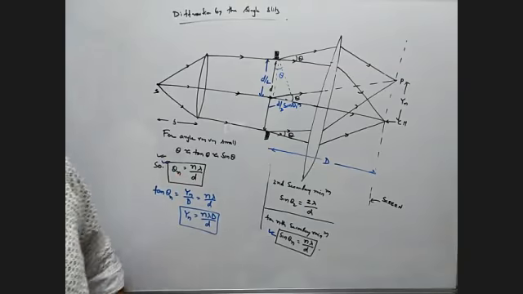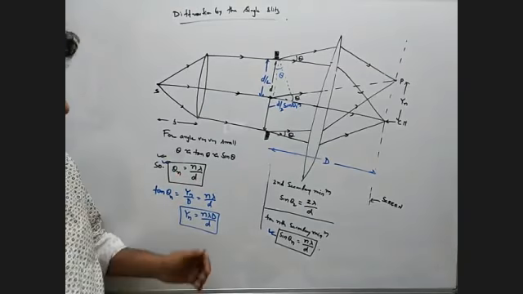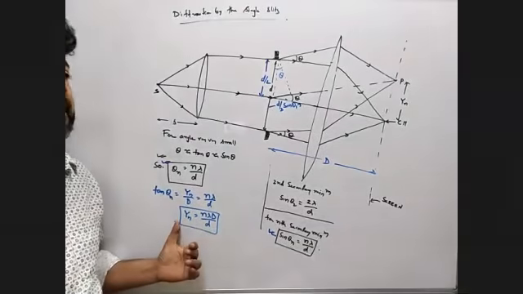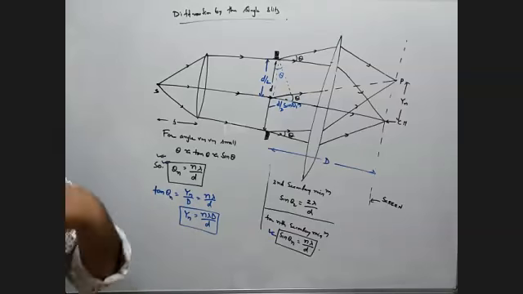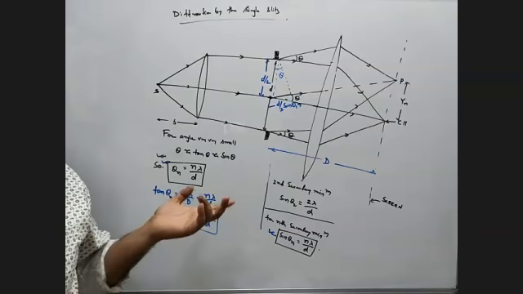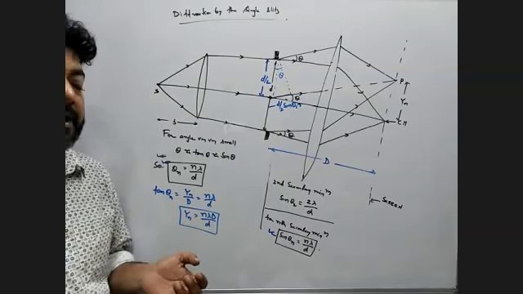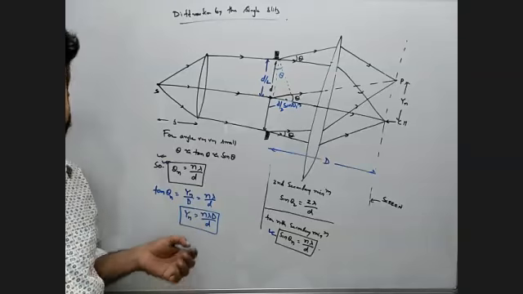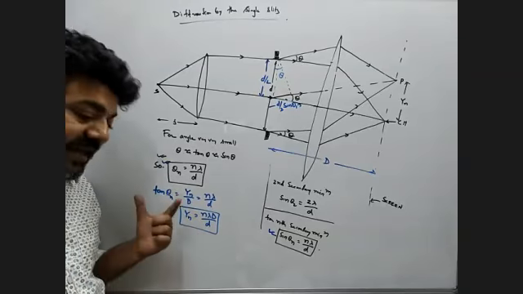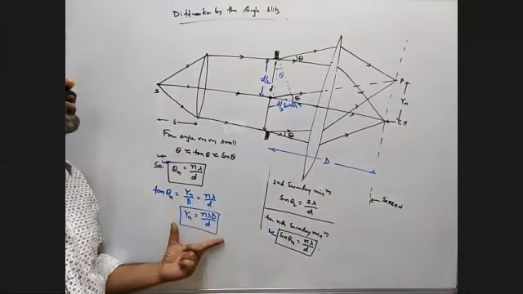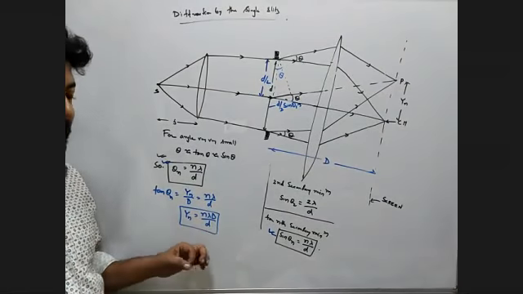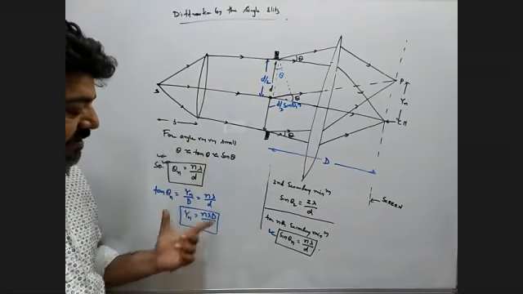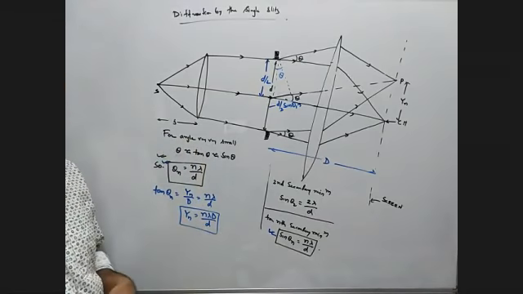And sometimes, in a very rare case, they ask you the position of the secondary minimum. It's a very rare question for diffraction. For Young's experiment, it's a very genuine question, but for diffraction, it's a very rare question. If they ask you the position of the nth secondary minimum or secondary maximum, for secondary minimum, you use this one. Is it clear?